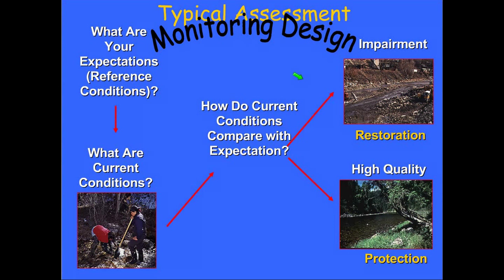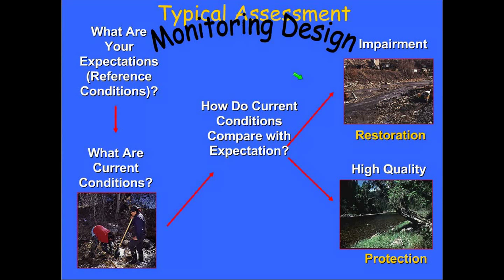That expectation might be against a reference condition. It might be against your memory. It might be against a desired condition. This doesn't have to be technical terms here. The bottom line is you have an expectation, and if you follow the arrow down, you design a monitoring plan to measure what's out there, whether that's physical, chemical, biological, or wherever you are in the environment. And then you want that monitoring design to do this comparison between what you found out there and what you expect.